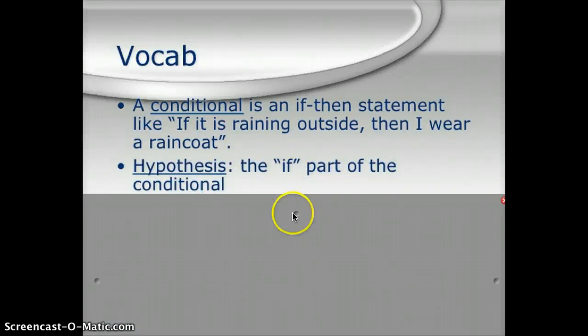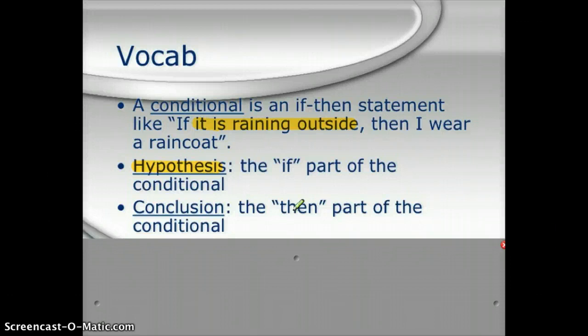In math, we consider the hypothesis the if part of the conditional. So the hypothesis in this case, let me do some color coding for you, is the if part. So it is raining outside. That's the hypothesis, the if part of the conditional. The conclusion is the then part of the conditional. So in this case, the conclusion is I wear a raincoat. Okay, so hypothesis, it is raining outside. Conclusion, I wear a raincoat. Okay, that's the conditional, both parts.